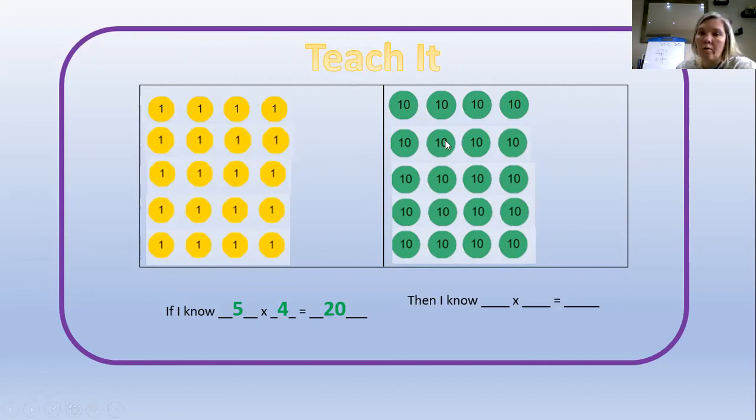Well, I've still got 1, 2, 3, 4, 5. I've still got 5 groups. But how much is each of those groups worth now? I've got 5 groups, but in every single one, I've got 10, 20, 30, 40. I've multiplied that group by 10 already, haven't I? It's 10 times bigger than this group. This array, if we had arrays here, would be 10 times greater than this array. So what is my multiplication going to be?